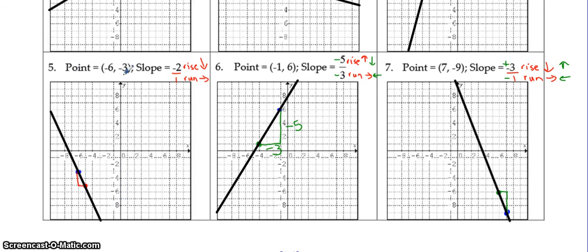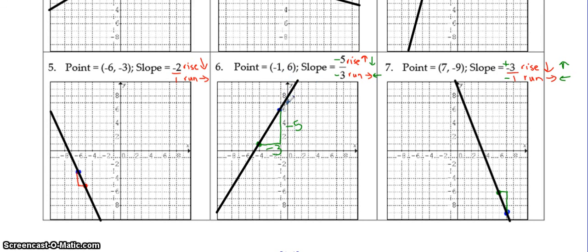Let's check your answers. So you plotted your point at 6, -3, and your rise was -2, and your run was 1. Questions 6 and 7 posed a bit of a problem. So you plotted your point at -1, 6. The problem is when you went to do a rise of 5 going up 5, it went off the grid.